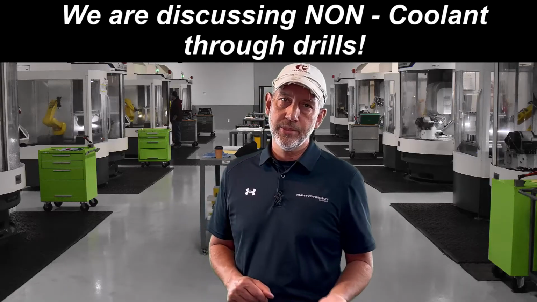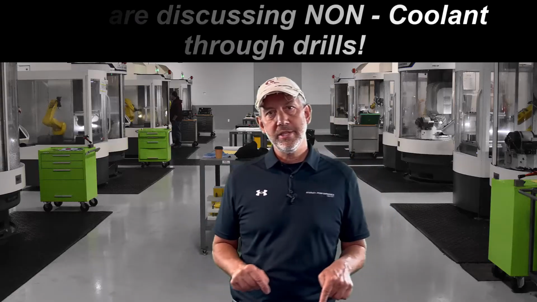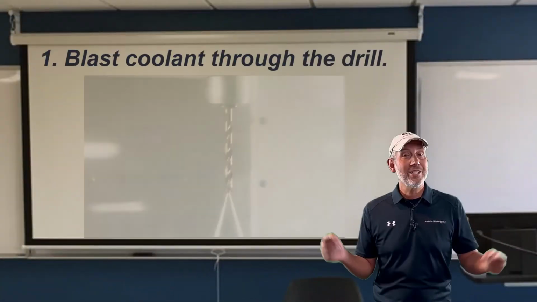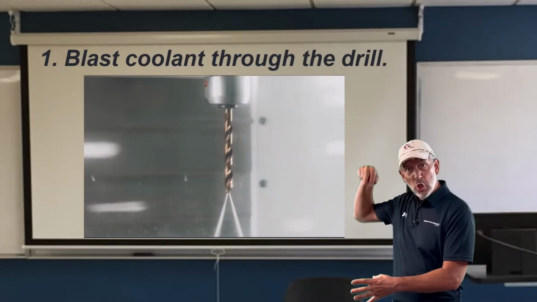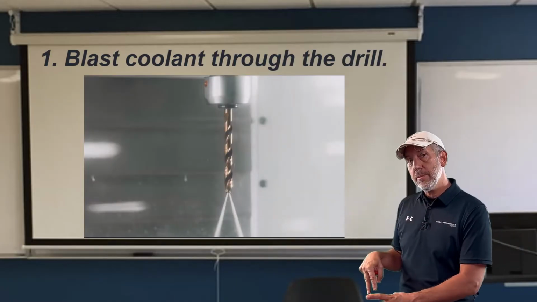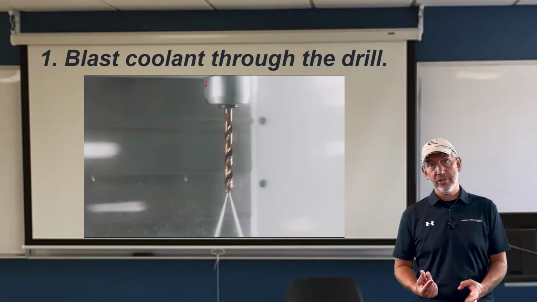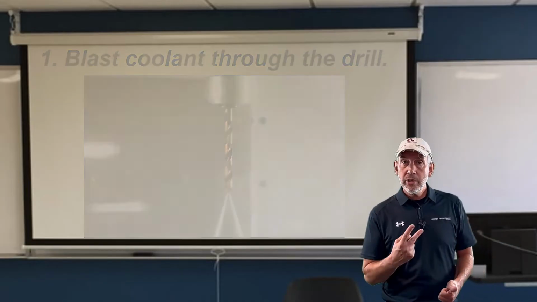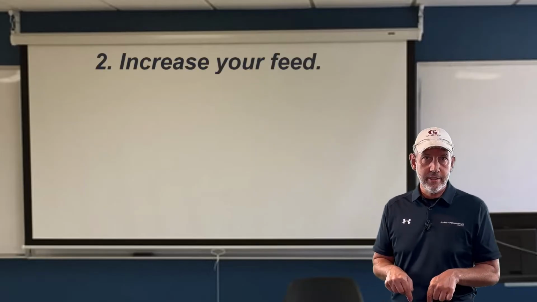But here's some tips and tricks to also help break a chip when we get into 4 times D. Number 1, blast cooling through. Cooling through drills, high performance drills, cooling through, blast it through the chip or through the tip. Hopefully get 1,000 PSI, and it's going to help you break a chip. That's number 1. Number 2, if you're not breaking a chip, okay, you might want to feed it faster.